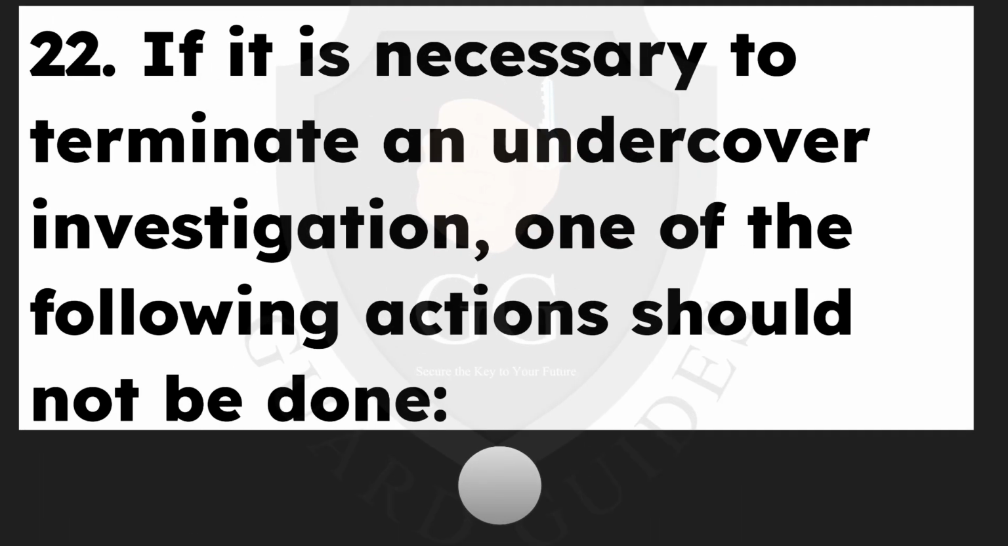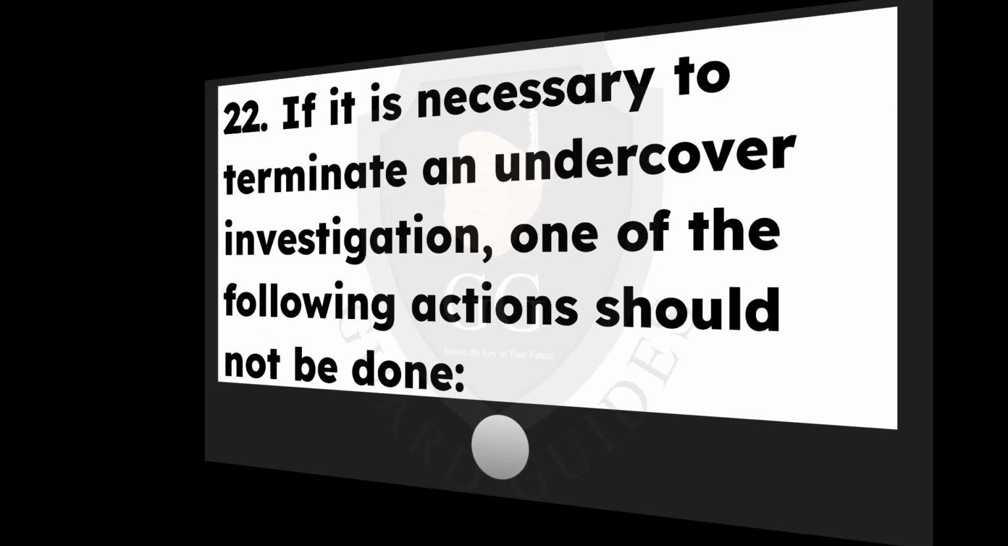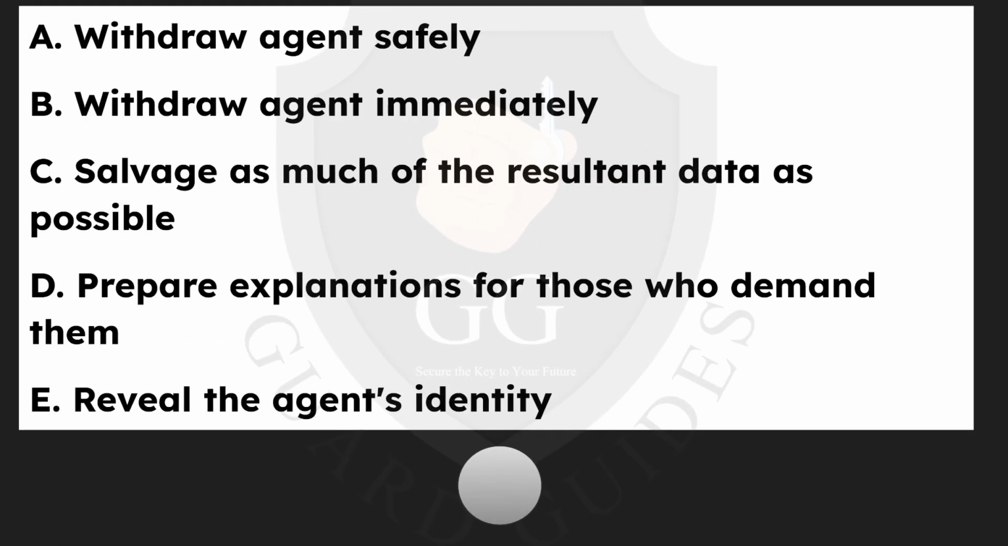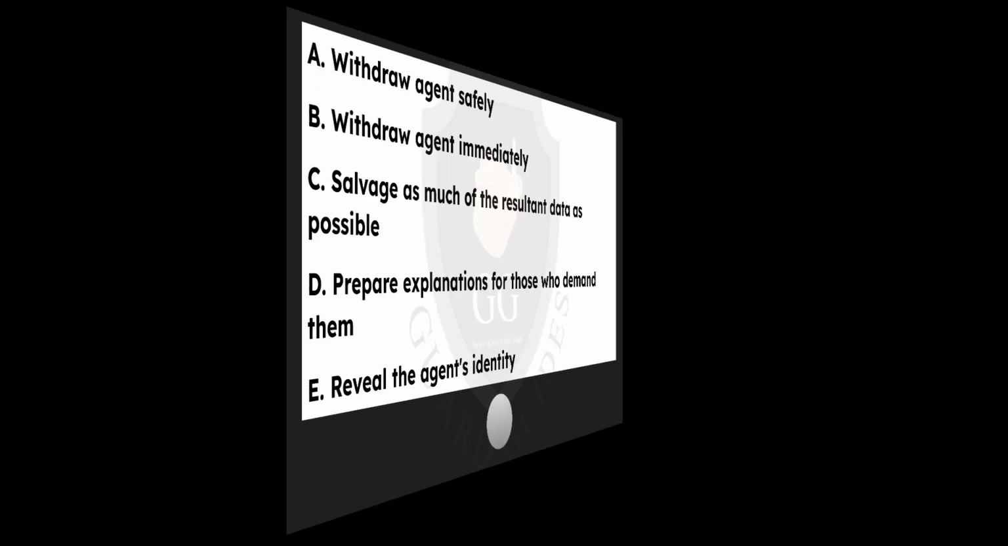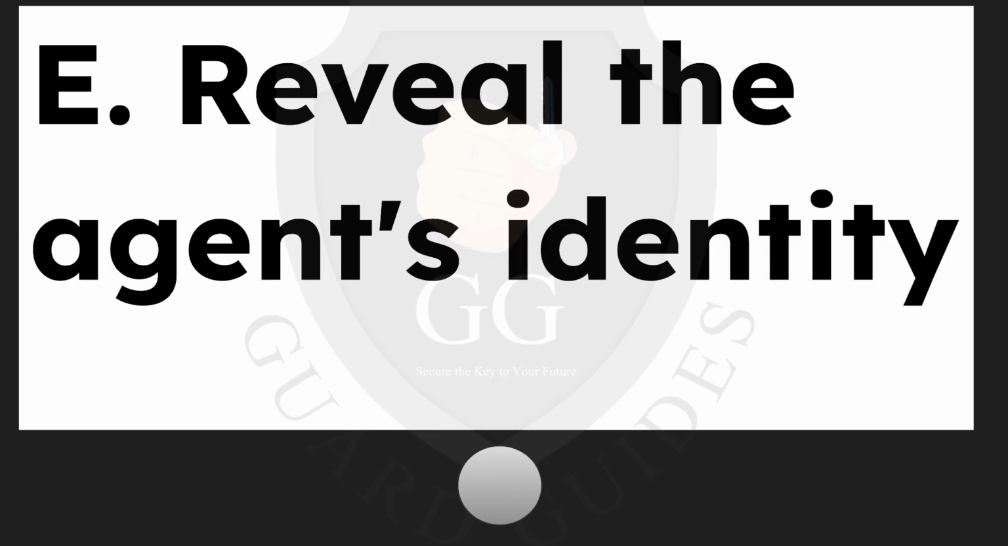Number 22. If it is necessary to terminate an undercover investigation, one of the following actions should not be done. A, withdraw agent safely, B, withdraw agent immediately, C, salvage as much of the resultant data as possible, D, prepare explanations for those who demand them, E, reveal the agent's identity. The answer is E, reveal the agent's identity.